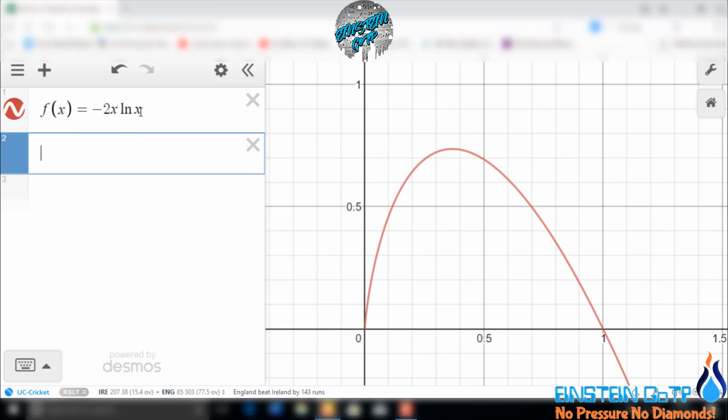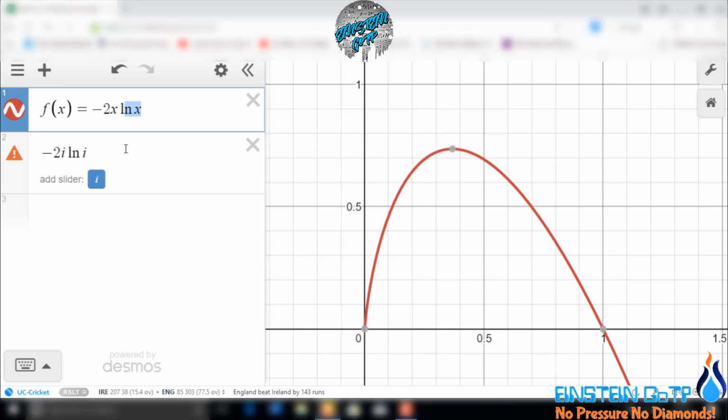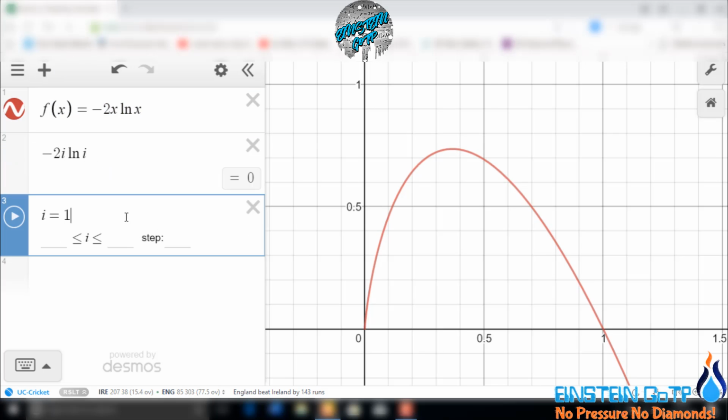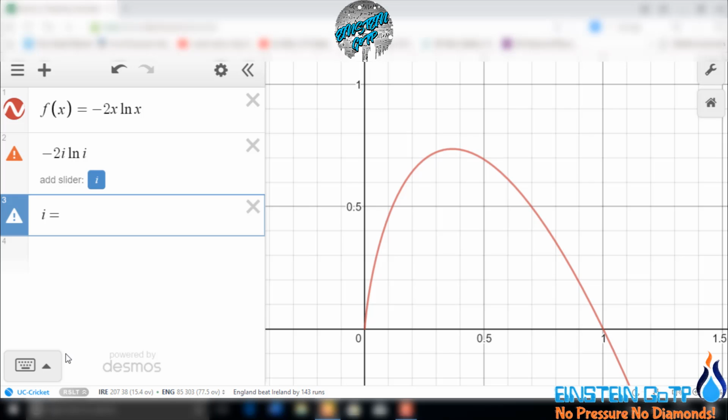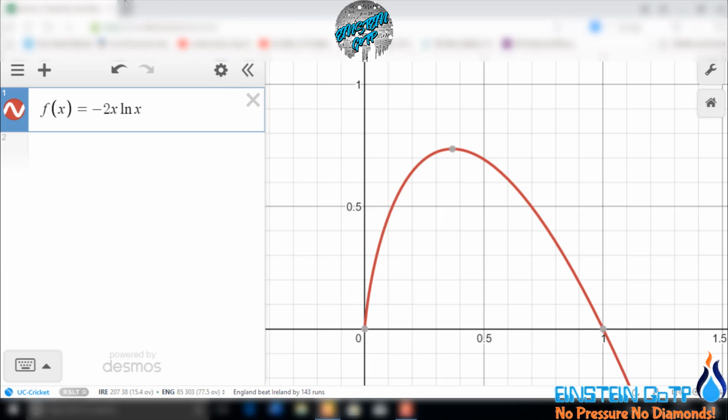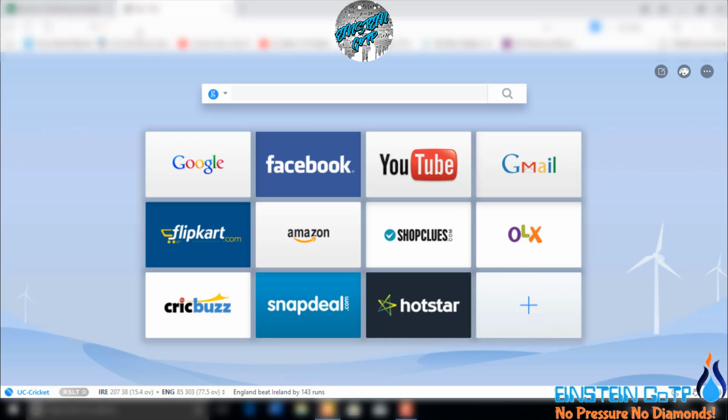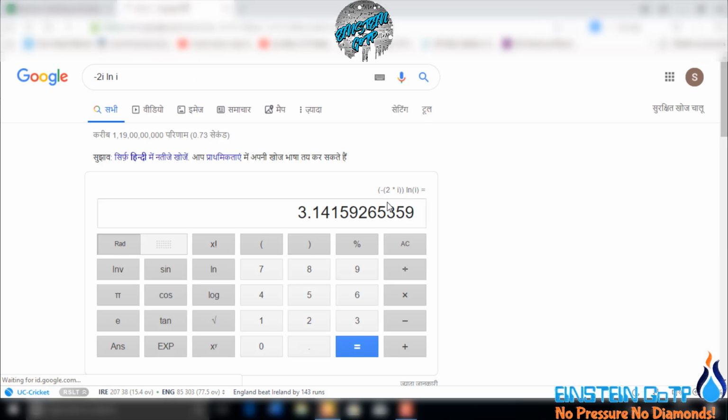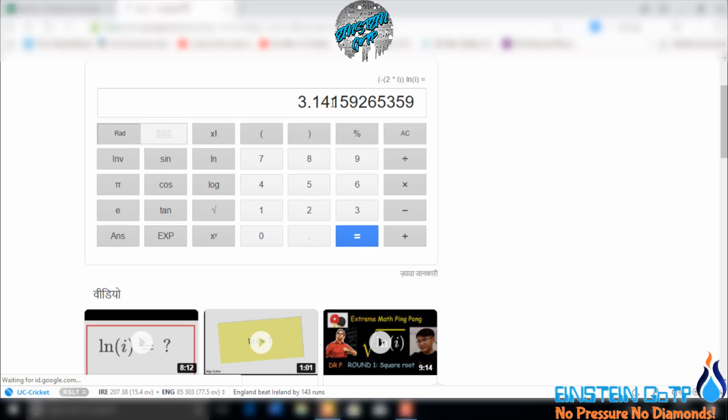It can be used to calculate the value of pi also, like minus 2i into ln i. So i is the iota, the undefined number, and the root of -1. So if I put the value it won't come, but I can show you a real tutorial. So here I go on to Google and I search for minus 2i into ln i. So as you saw, this is the exact value of pi.